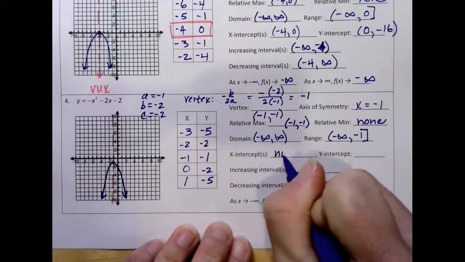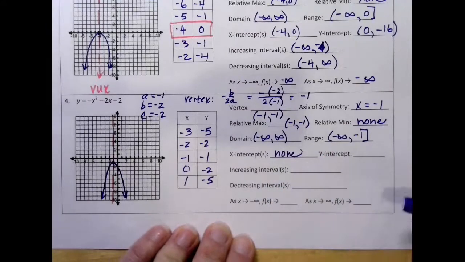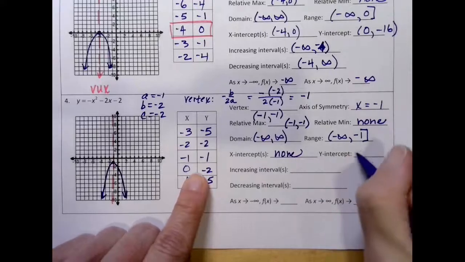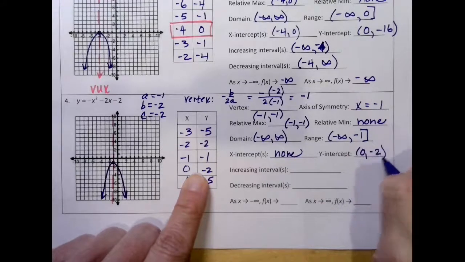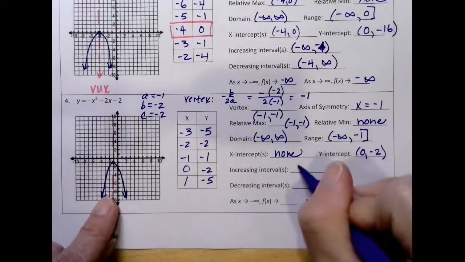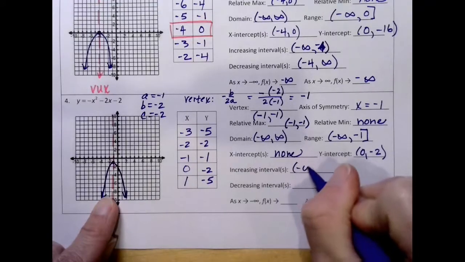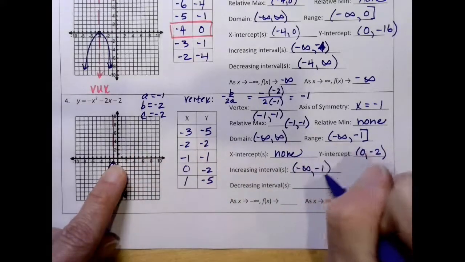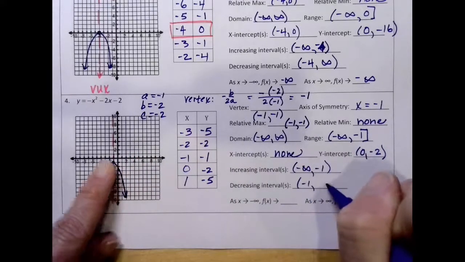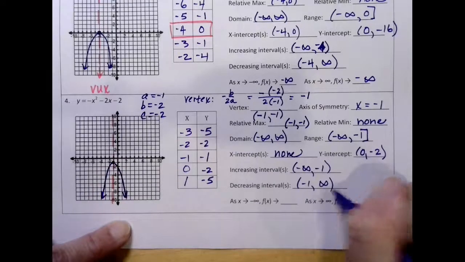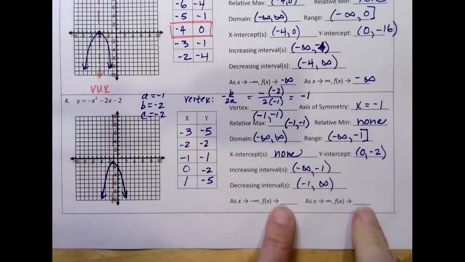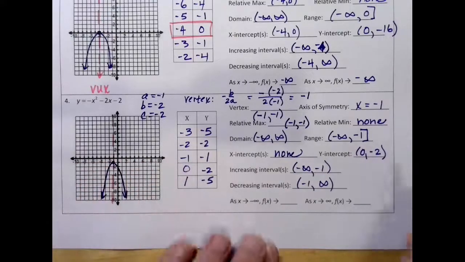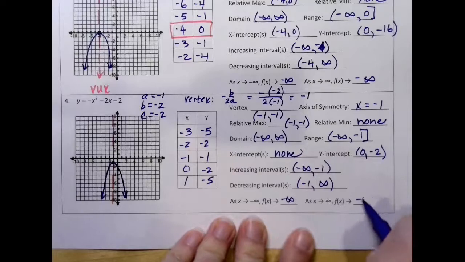My domain, all numbers can go in, but for coming out, everything from negative infinity up to and including negative 1 is going to be what's coming out, because here's the ceiling of my graph. This graph does not ever cross my x-axis. My y-intercept, when 0 goes in, negative 2 comes out. My increasing interval is going to be from negative infinity up to negative 1, and then at negative 1 is where it starts to go back down. And again, my end behavior, as my x's get smaller and bigger, my output is getting smaller infinitely so.